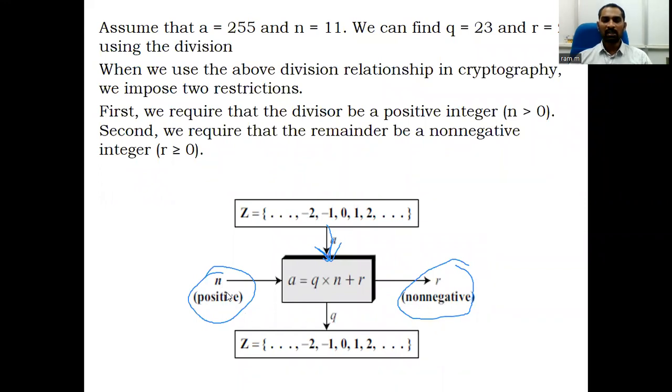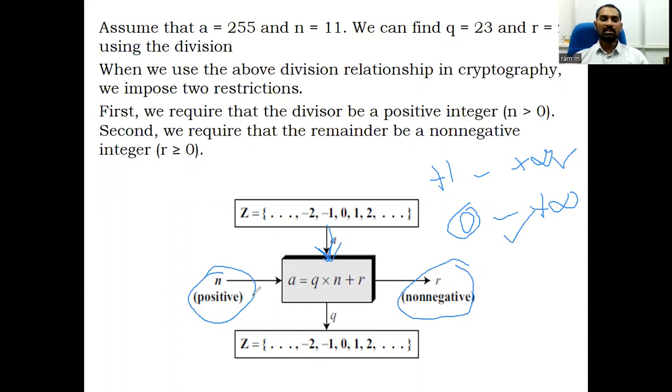All the numbers starting from 1 to plus infinity are considered positive values or positive integers, and the values starting from 0 to plus infinity, we call non-negative numbers. The difference is only what? 0. Positive values don't include 0. Non-negative values include 0.